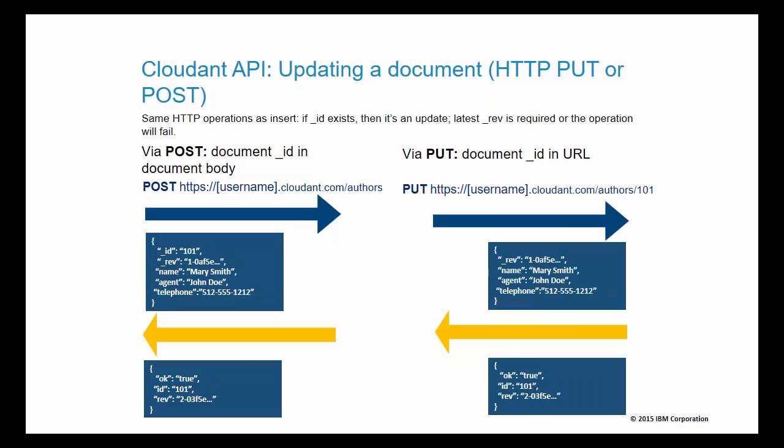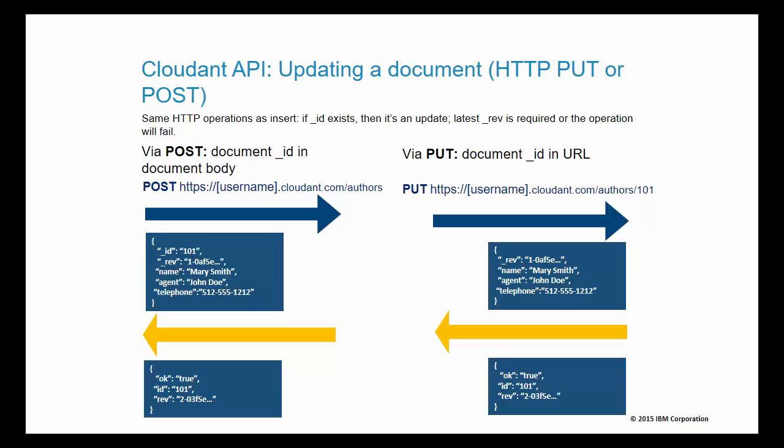Now let's look at an update. It turns out that updates and creates use the same operations, put or post. So these operations are essentially overloaded. The way the semantics work is that if the ID exists for one of these operations, in other words, if that specific document is already in the database, then it's an update. If not, it's a create and a new document is added to the database.